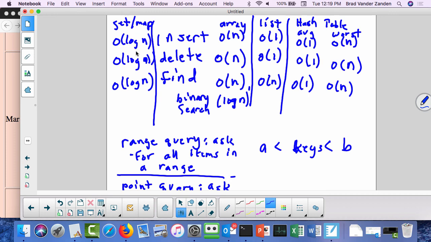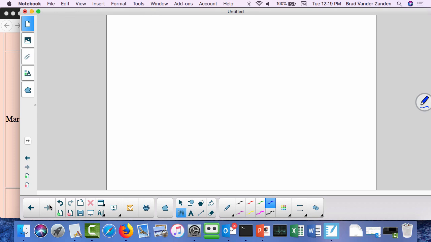Okay, and I'll give you a sneak preview of why. What happens is that sets and maps use something called a tree. We won't get to trees for a couple weeks, but essentially what a tree looks like, let's say I start with the key 100. I put it at what is called the root of the tree. Then I insert 50. 50 is less than 100, so I put it to the left of 100.